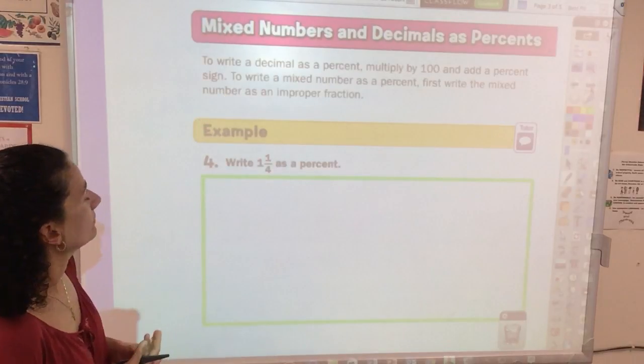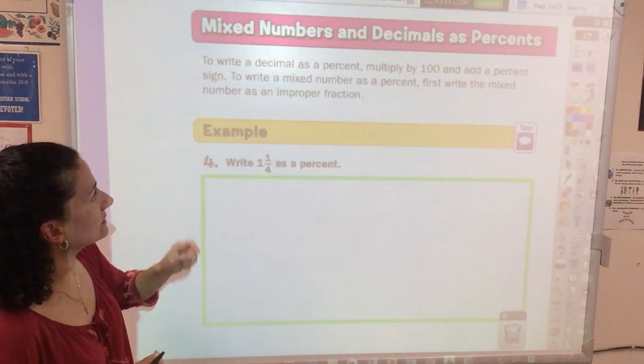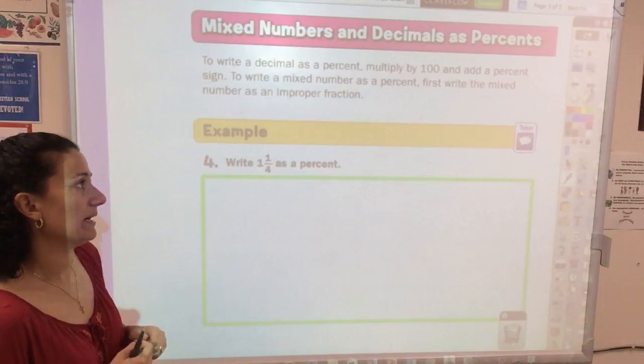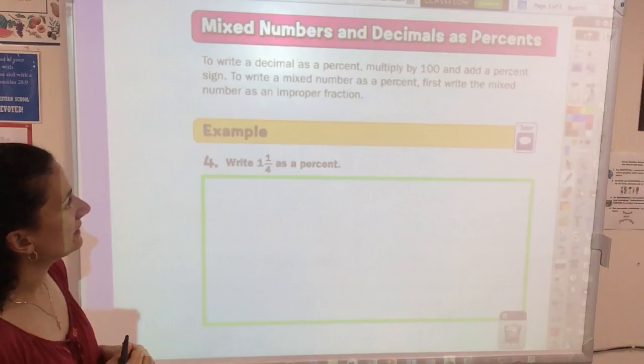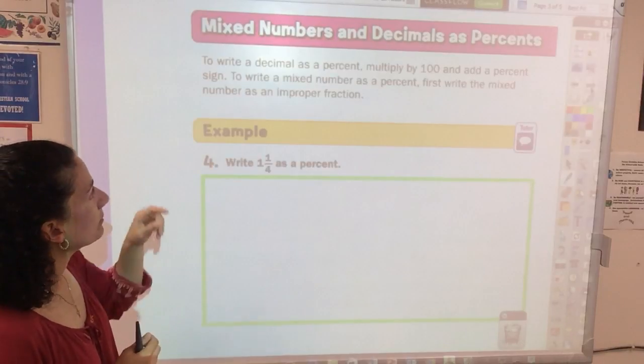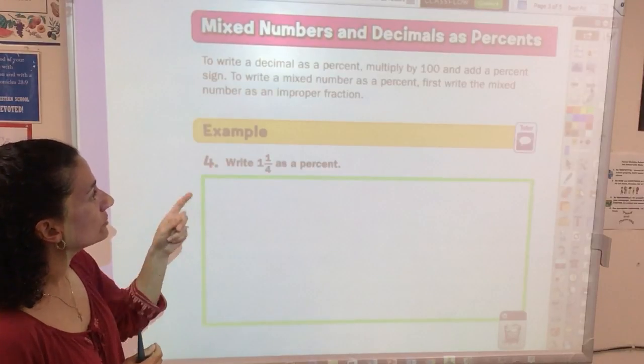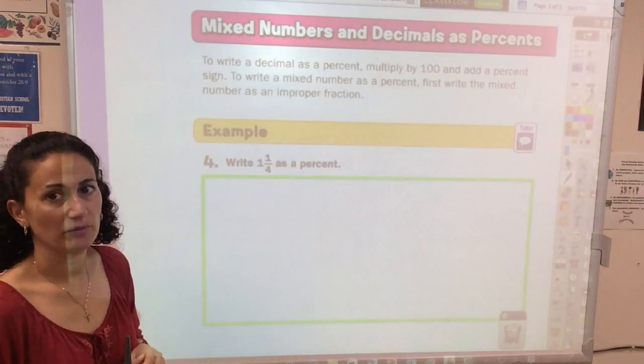This is method number 1. To write a decimal as a percent, you simply multiply by 100 or take the shortcut, moving the decimal 2 times, and add a percent sign. To write a mixed number as a percent, first write the mixed number as an improper fraction.